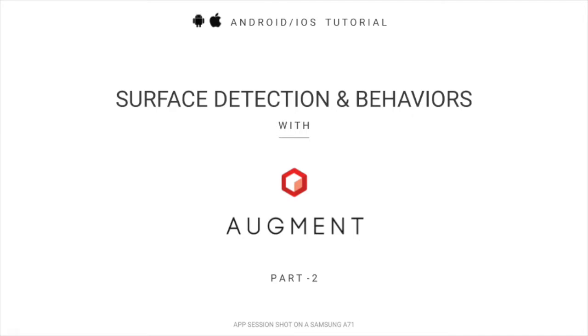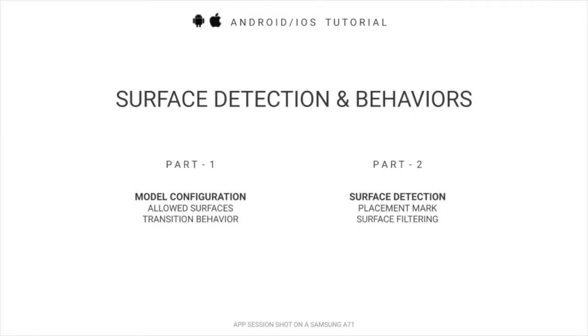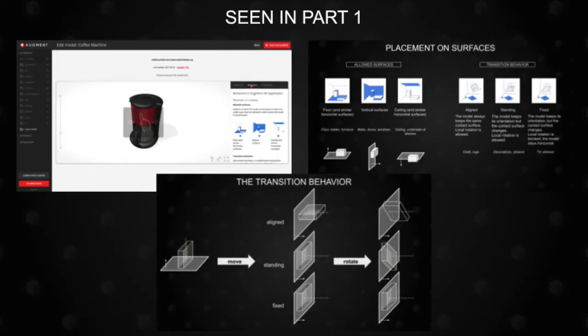Welcome to the second part of the presentation on advanced surface detection and configuring model behaviors. If you haven't watched the first part, we invite you to consult it before continuing this video. In the first part, we described the new model parameters available in the Augment Manager and their usefulness. In this video, you will discover how to filter the different surfaces detected during an AR session and have the new interface elements explained to you.